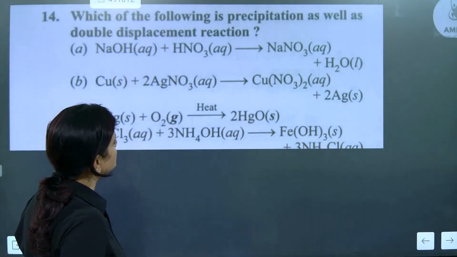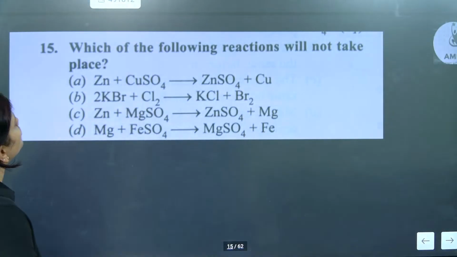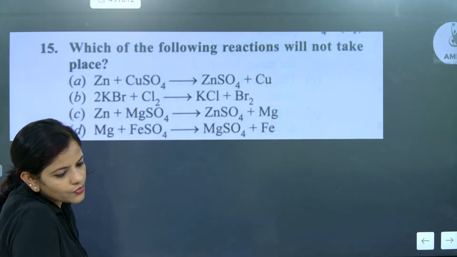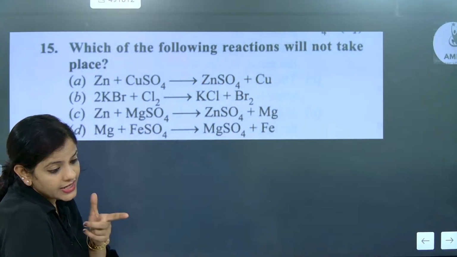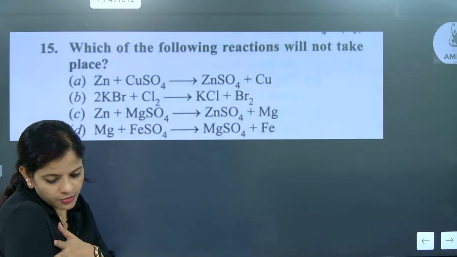Already we have done much about it. Let's go for question number 15. Which of the following reactions will not take place? Wow. So which one is a false one? Which reaction will not take place? It's not at all possible here. Go for it.